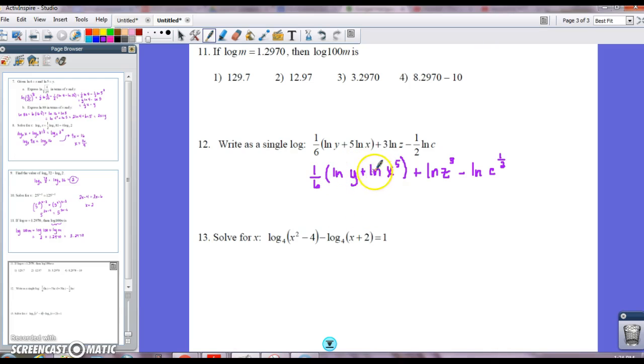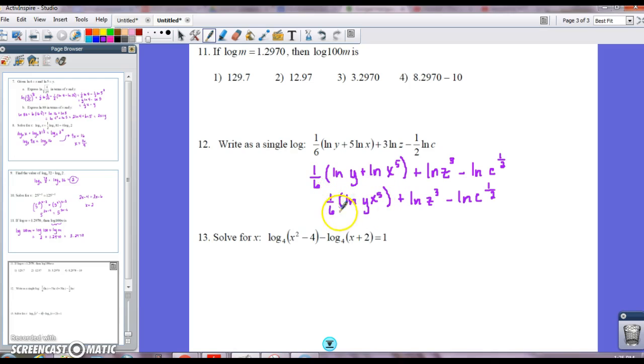I can undo my product rule, so this becomes 1/6 times ln of y x to the 5th plus ln of z to the 3rd minus ln of c to the 1/2. I'm going to keep writing down in this general direction here. So this is 1/6. Now if I undo, this is also the power rule. It's being applied to this whole term, y x to the 5th.